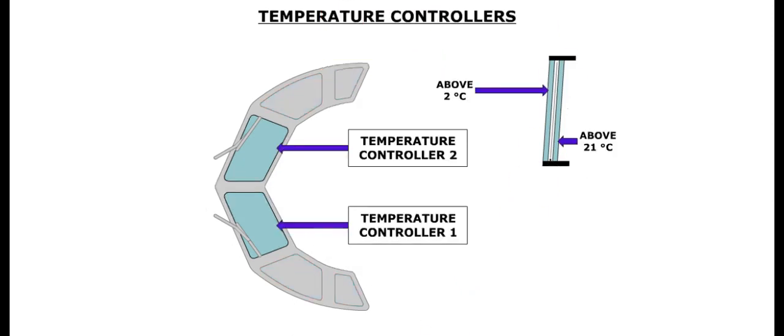A temperature controller maintains the temperature of the outside ply above 2 degrees Celsius. The controller maintains the inner ply above 21 degrees Celsius to prevent fogging. There are two temperature controllers, one for each window.